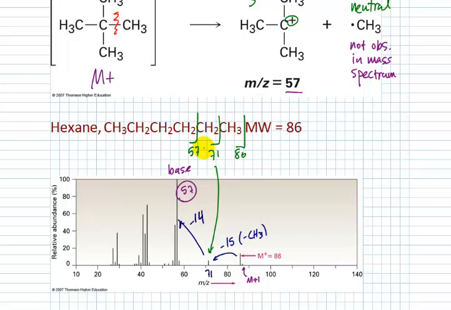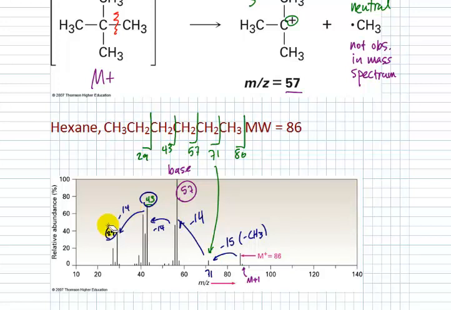So same thing is going to happen again. Removing another CH2. 57 minus 14 is what, 43? Well, 43 is right here. There's loss of another 14. And then finally, loss of another 14 is 29. Corresponds with just CH2, CH3. So chipping away at it like this can show you this kind of pattern that's formed.